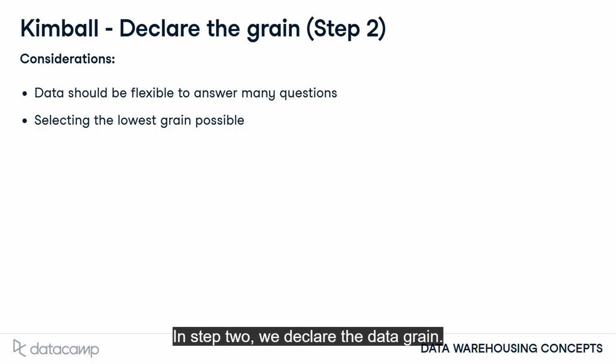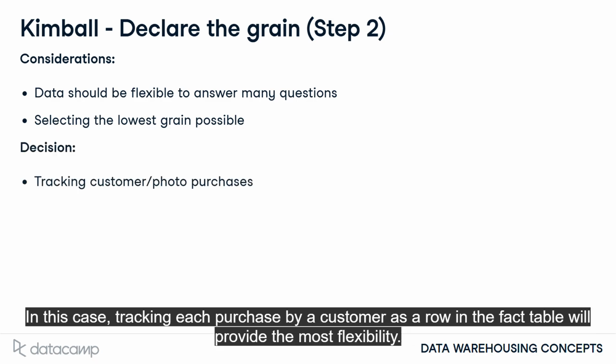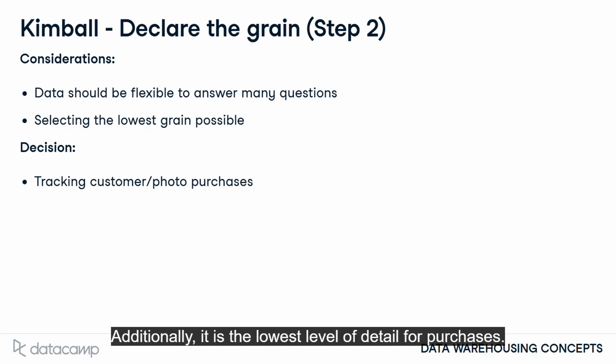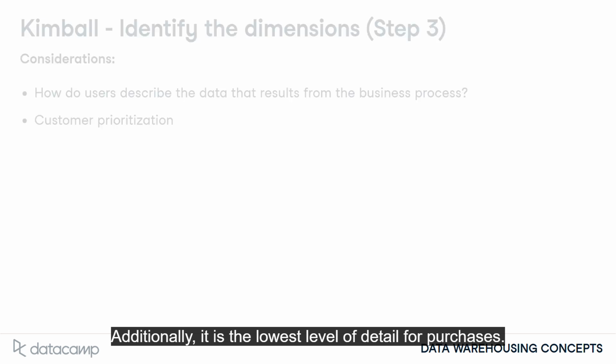In step 2, we declare the data grain. In this case, tracking each purchase by a customer as a row in the fact table will provide the most flexibility. Additionally, it is the lowest level of detail for purchases.